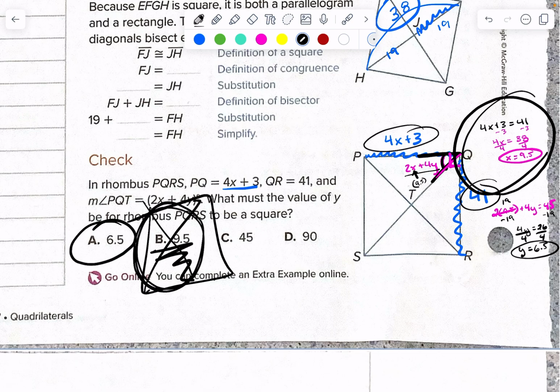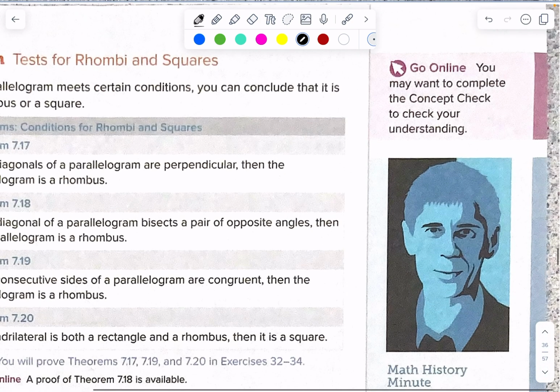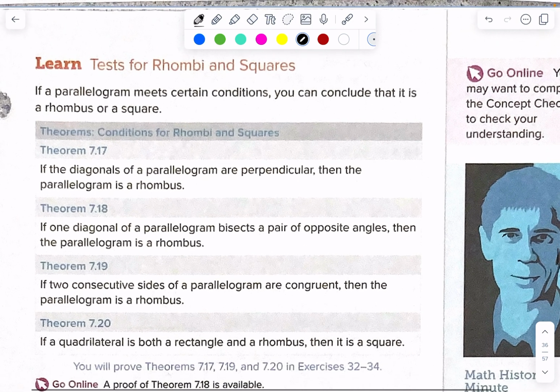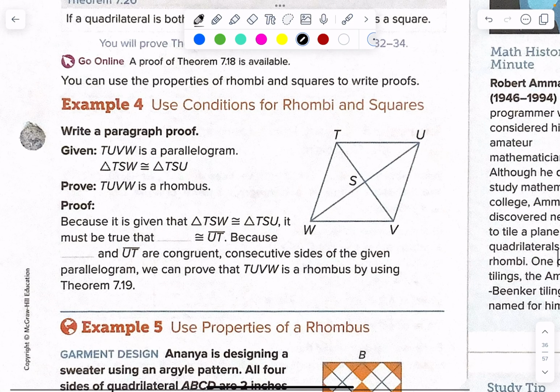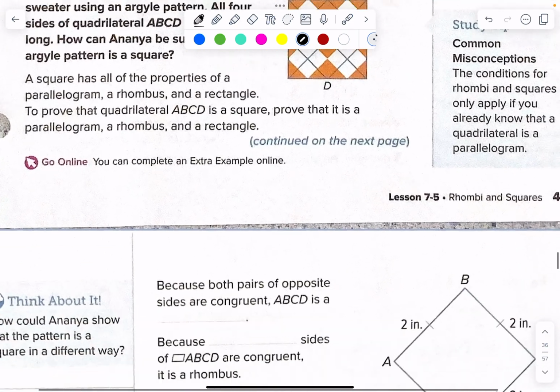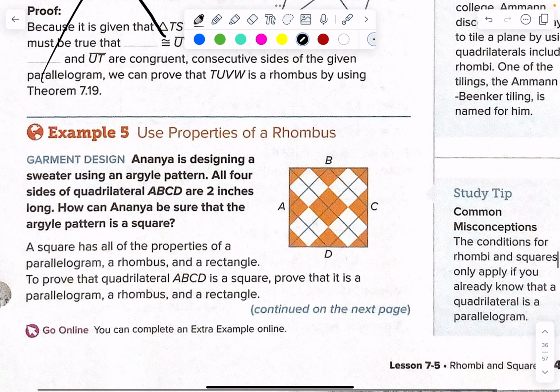All right. Next thing, rhombus and square. Let's go down to example 4. We're going to skip example 4, but let's do example 5. And this is the last one. And then, oh, no. We have 2 left. Example 5.